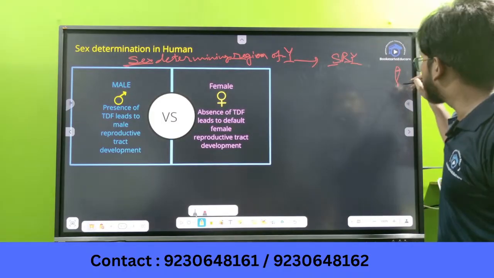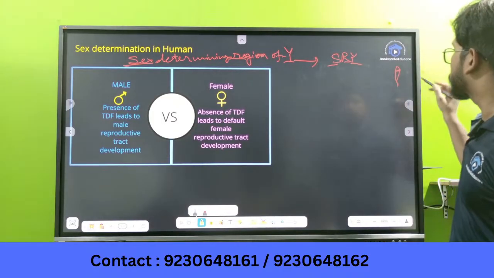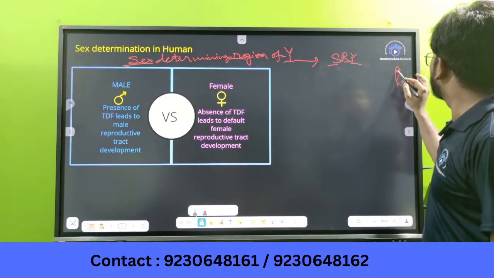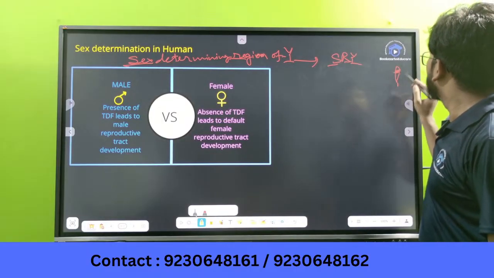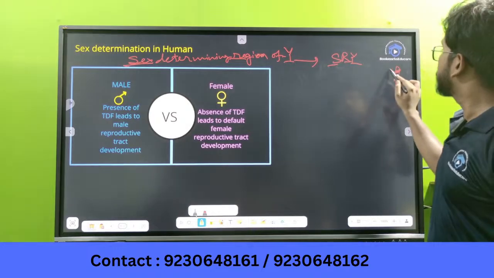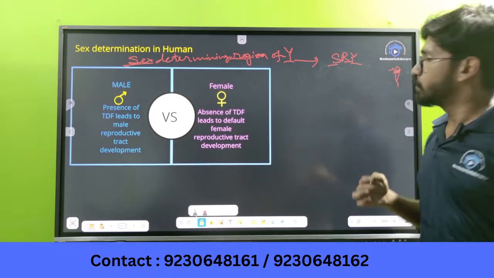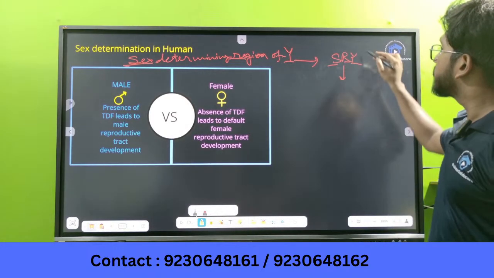In the Y chromosome, we have two different shapes of arms. Okay, those are less important, minute topics. You can go through your textbook. But this SRY part is present in your Y chromosome. This SRY part is a gene.